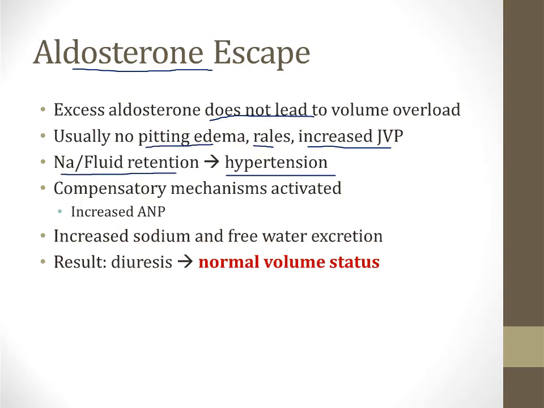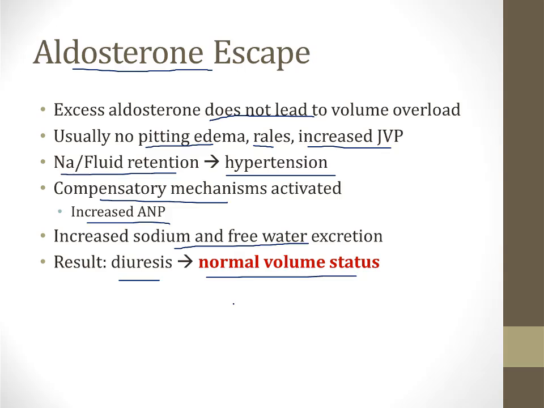However, the hypertension activates compensatory mechanisms. There are a number of these that have been described. One of the important ones is increased ANP release from the heart. The increased ANP increases sodium and free water excretion by the kidneys. The result is diuresis and a normal volume status. However, the compensatory mechanisms are not able to bring the blood pressure back down to normal.